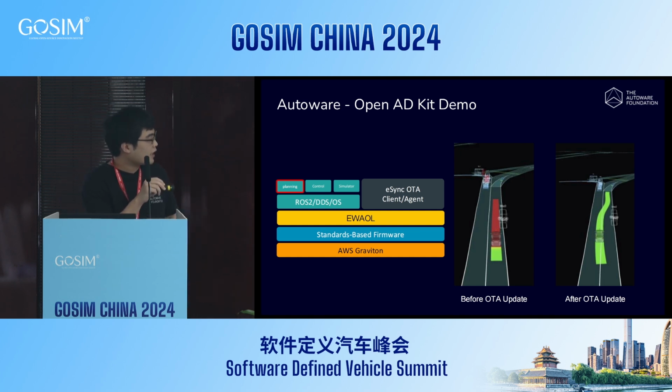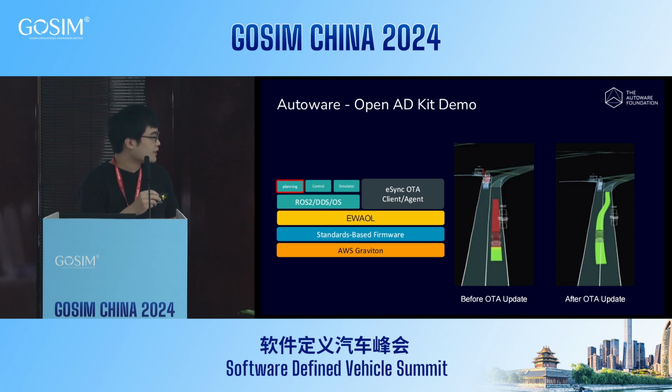So we had this NPC placed in the middle of the lane through the simulation, and initially the Autoware parameters are tuned so that it will not be able to avoid this NPC on the lane. So before the OTA, Autoware will just get stuck when it sees the NPC in the middle of the road.